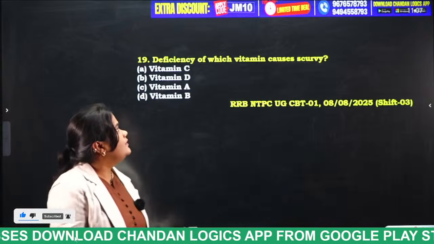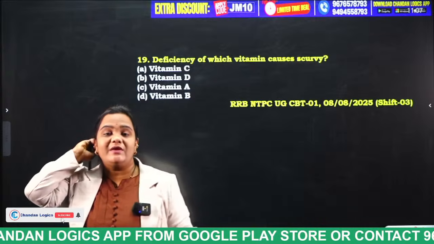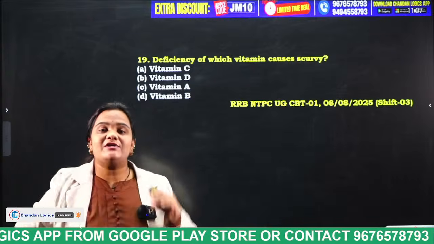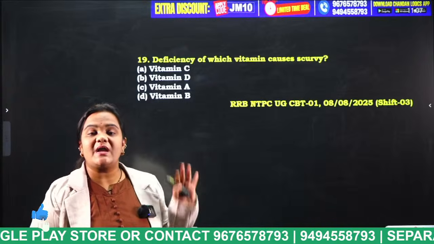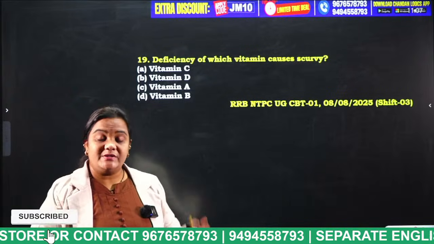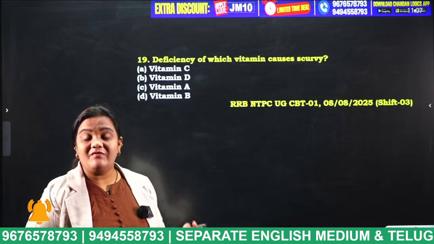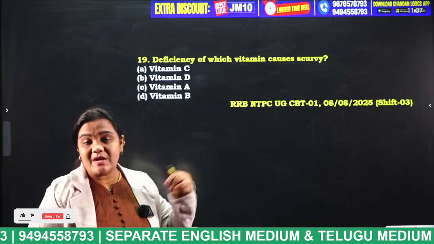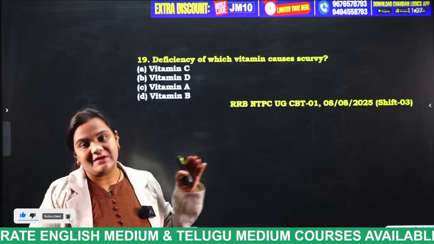Tell me, in general, how many vitamins do we have, students? In total, we have 13 vitamins: fat soluble vitamins and water soluble vitamins. Fat soluble vitamins are A, D, E, K. These fat soluble vitamins will be digested and absorbed by fats which are present in our body. Water soluble vitamins are vitamin B complex and vitamin C.